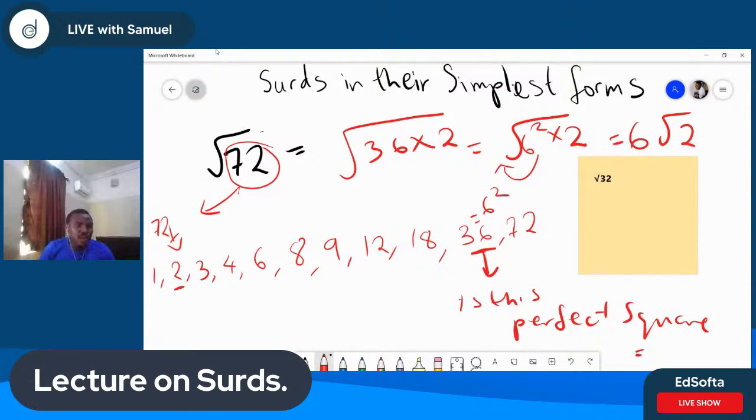Hope we understand. So the first thing you do is find the smallest factor and check what that smallest factor will multiply. In this case, the smallest factor is 1, but 72 is not a perfect square, so it's out. The next one is 2. You check, is 36 a perfect square? Yes, so your combination is 36 times 2. And that is how you put your surd in its simplest form. Let's try another one before we move to the addition and subtraction of similar surds.